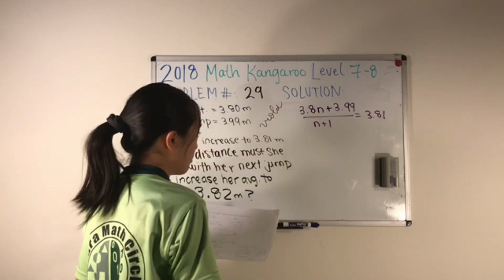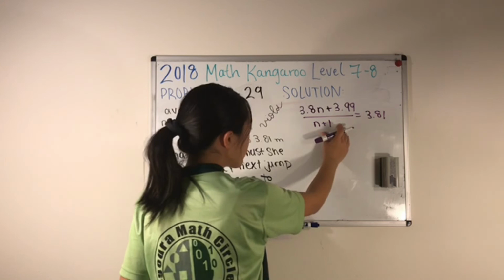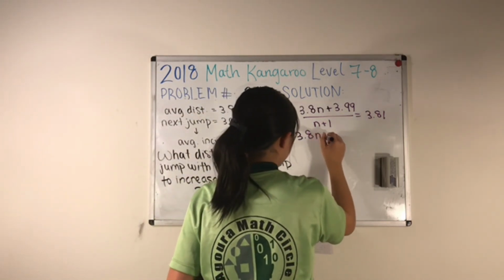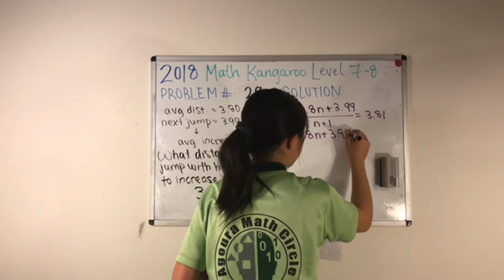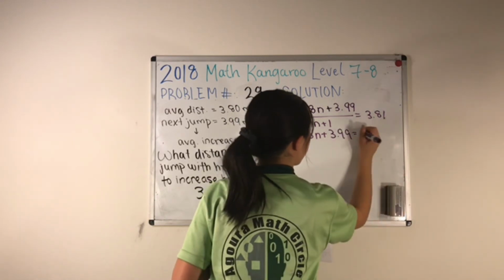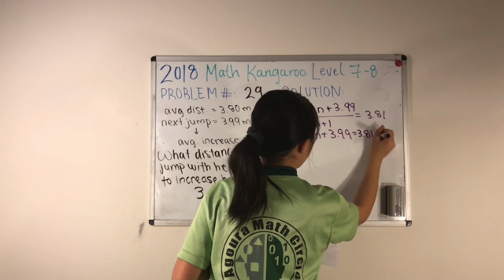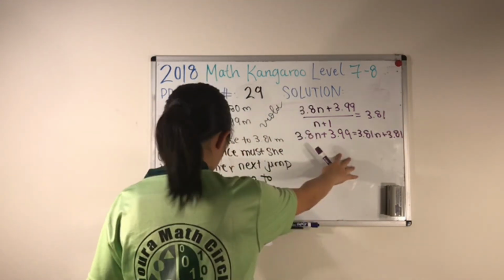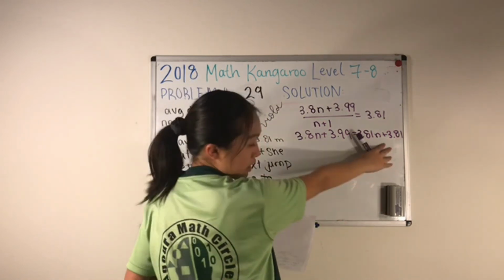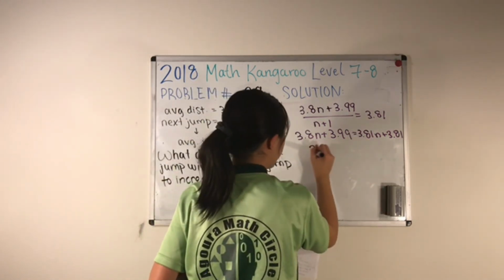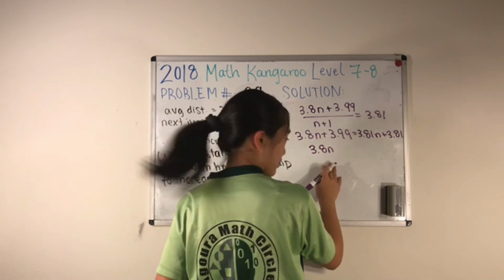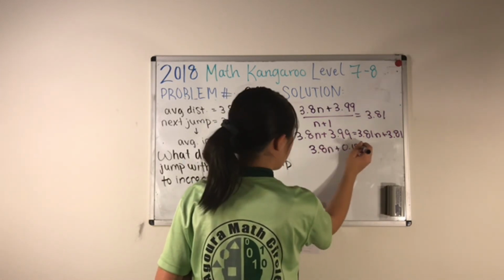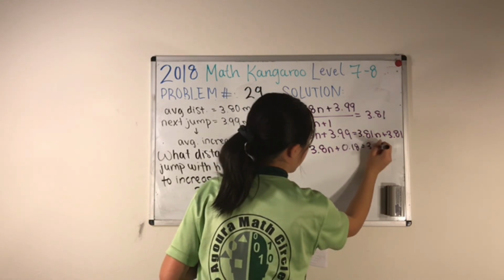Now that we have that, we can convert this and multiply n plus 1 to both sides. So that way we have 3.8n plus 3.99 is equal to 3.81n plus 3.81. Now if we subtract 3.81 from both sides, we get 3.8n plus 0.18 is equal to 3.81n.